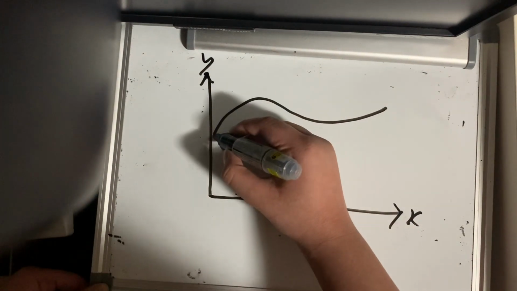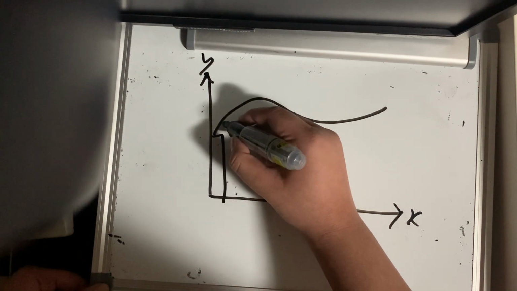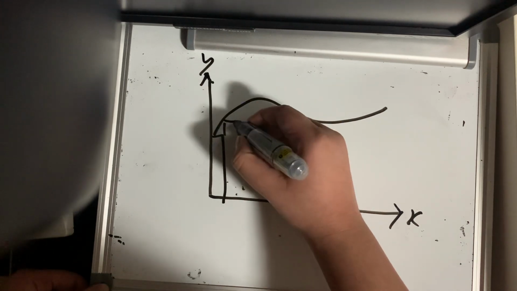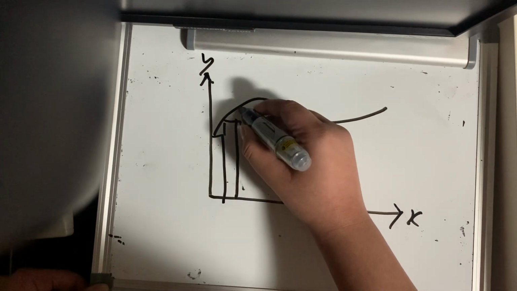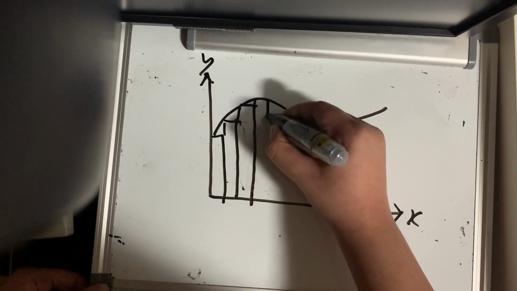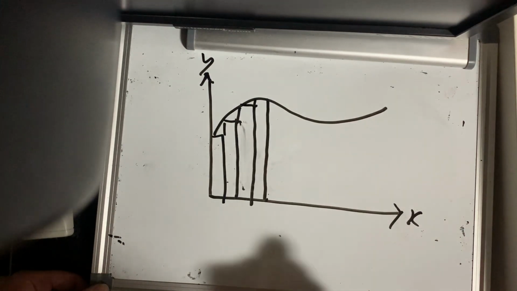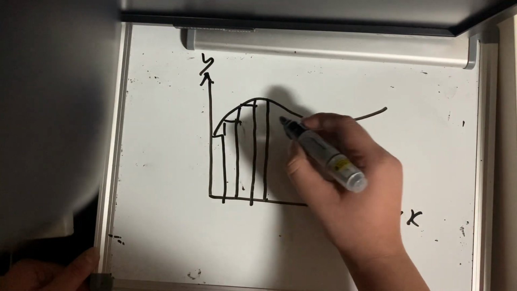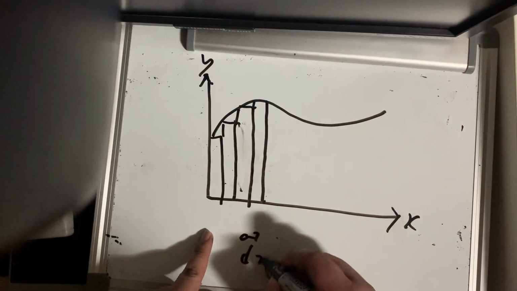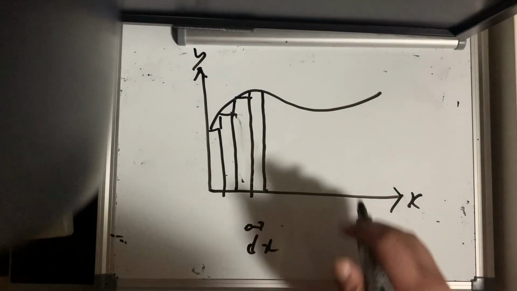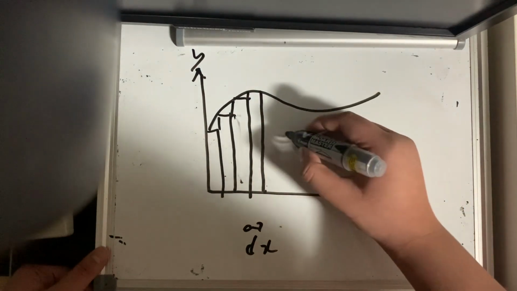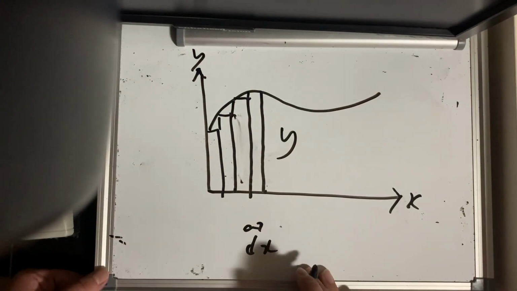Integration essentially takes a bunch of tiny rectangles. Well, that's a very bad looking, that's a fat rectangle. I mean, rectangle, not that weird thing. And it basically adds them all up. I'm not going to draw all of them. But essentially, it takes a bunch of tiny rectangles, and it takes the width as dx, this very small width, and it takes the height.